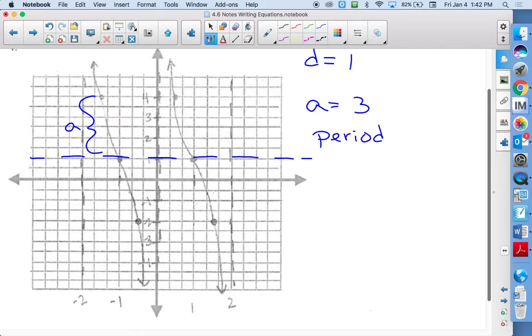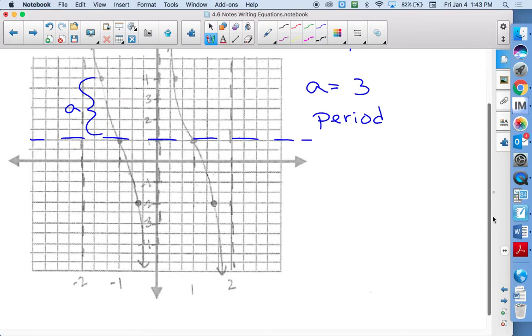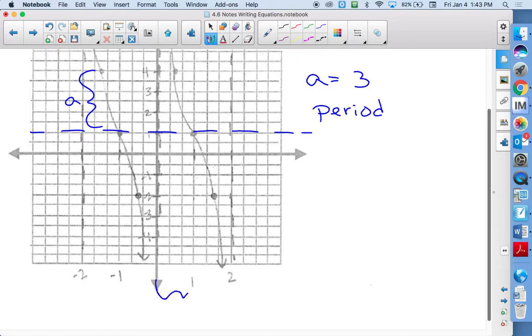Well, when you have tangent or cotangent, a period is the distance from one asymptote to the next. So you just need to pick a pair of asymptotes and find the distance between them. Here's one asymptote, here's the second. What is the distance from one asymptote to the next asymptote? Chelsea? 2. So the period is going to be 2. Counting by whole numbers on the bottom, one asymptote is at 0, the second one is at 2, so the distance in between is 2.